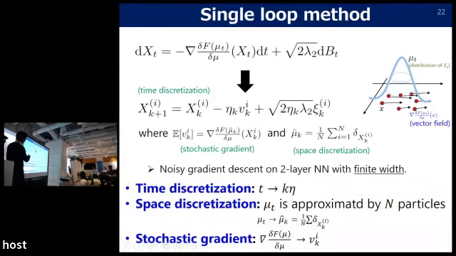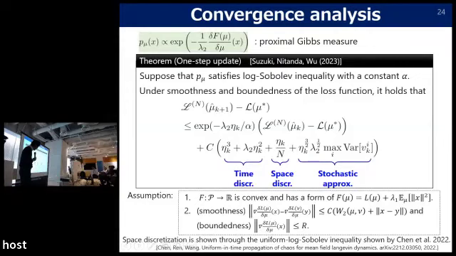So there appear three approximations: time discretization, stochastic gradient approximation, and finite space discretization. We need to evaluate all of them. We can bound those discretization errors like this. And this is our one step improvement: this is our objective function, and the objective function decreases at the rate of this one. And there appear additional three approximation errors, but anyway, we can bound those approximation errors like this.